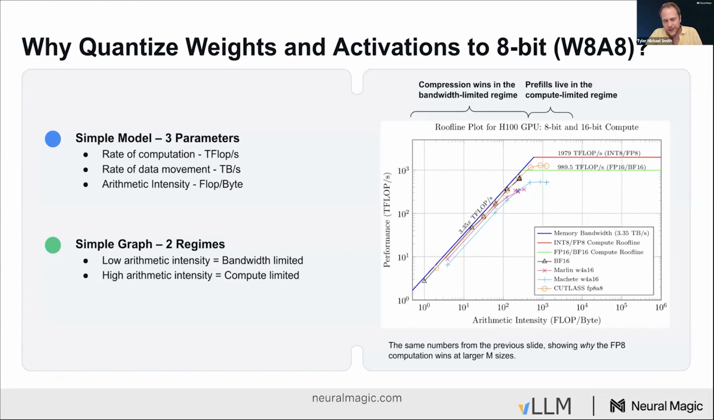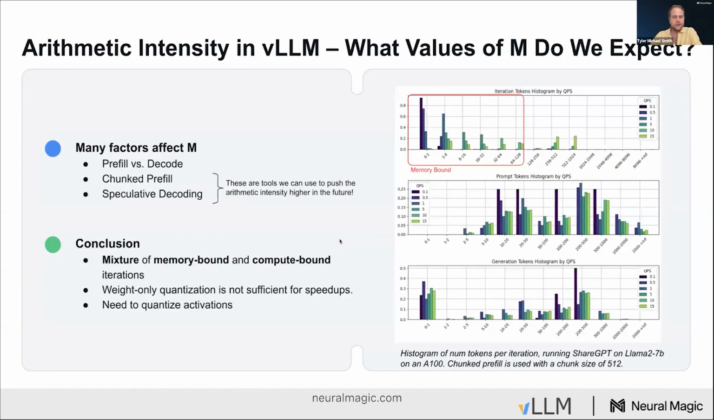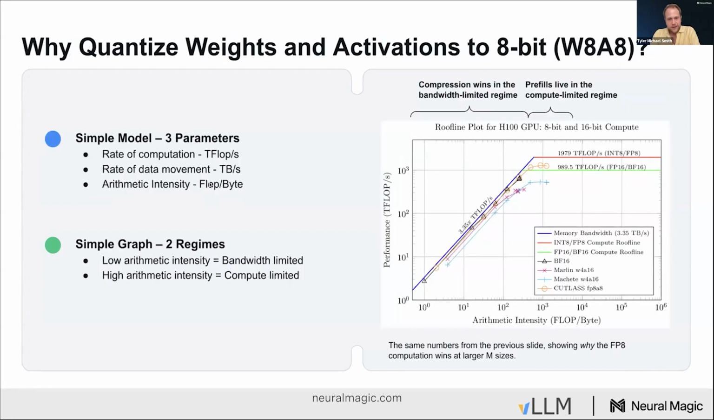The thing that we see here is, as the CMR increases, the Cutlass kernels take off, but at low CMR, the weight-only quantization algorithms really win. Okay, so the arithmetic intensity really depends on M.